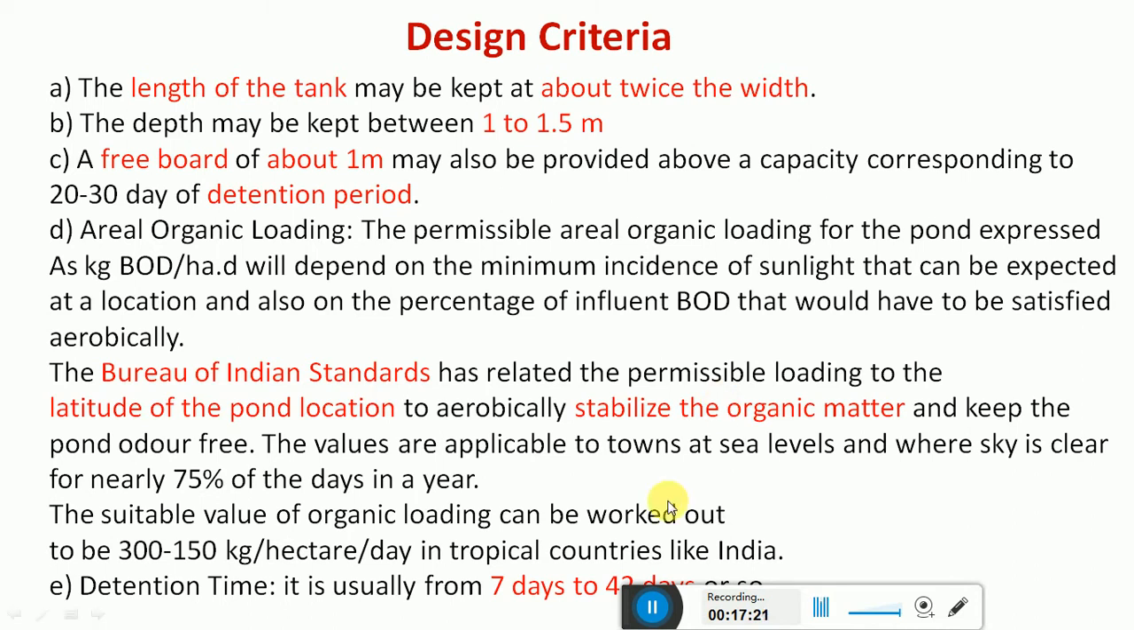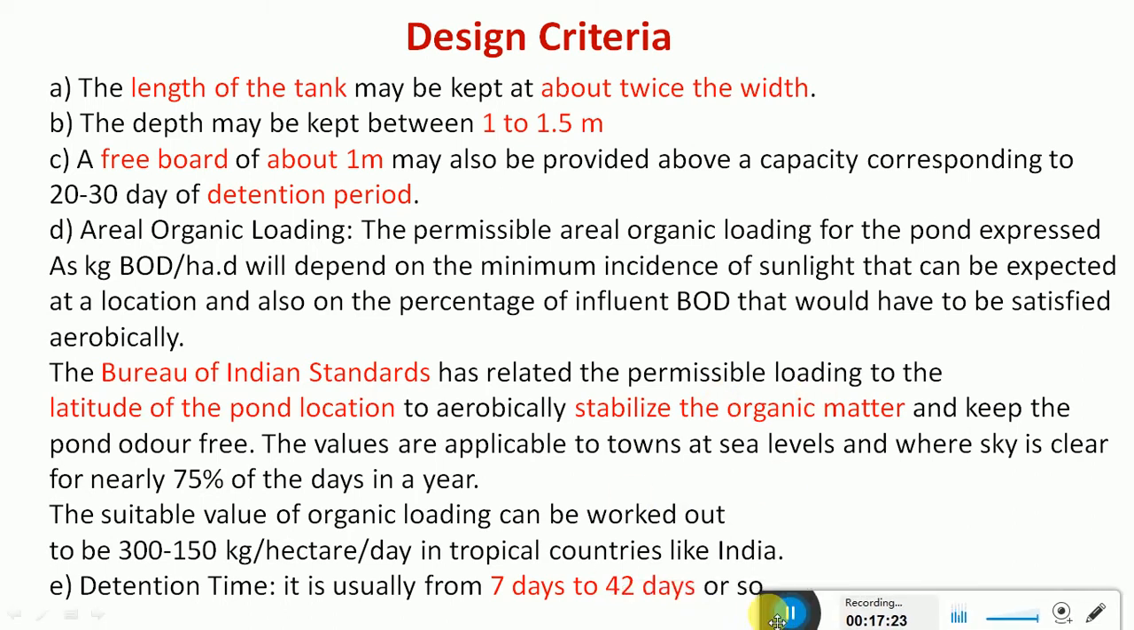Okay, so here the length of the tank may be kept at about twice the width. Usually in the oxidation ponds the length will be larger compared to the width, because the water has to come in enough contact with the air and sunlight. So that is the reason we usually keep the length relatively larger compared to the width. Usually it is 1:2 in ratio with respect to the width.